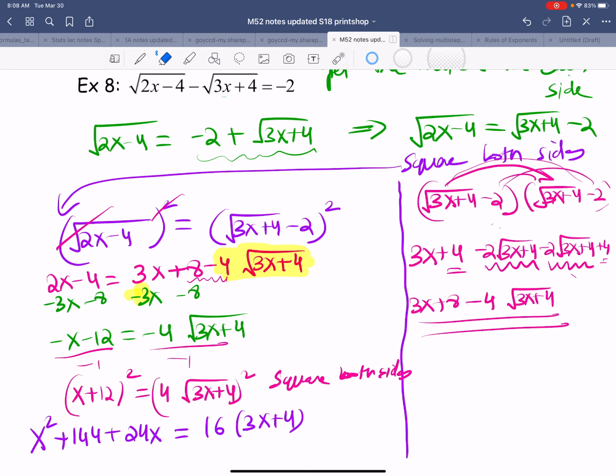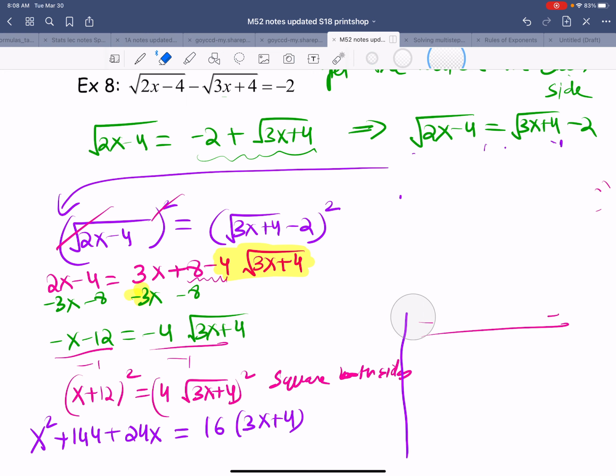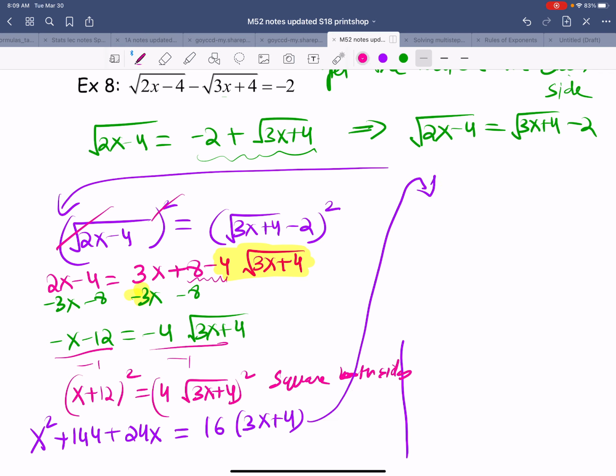So now it's time to simplify, and I'm going to make a little more room for myself because I'll be moving into this space here. All right. So from here, this would be x squared plus 144 plus 24x equals 16 times 3 is 48x plus 16 times 4 is 64. Now it's a matter of rearranging all the terms, bringing all the terms to one side, and this is a quadratic equation and we'll have to factor it afterwards.